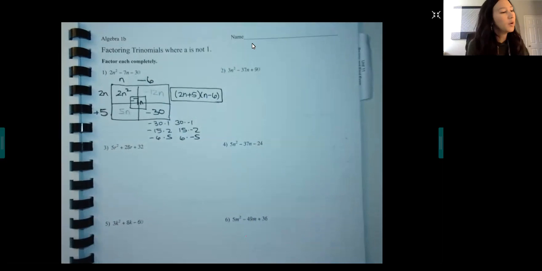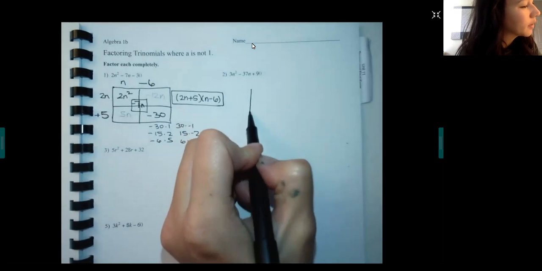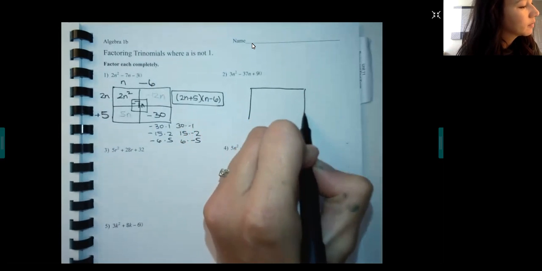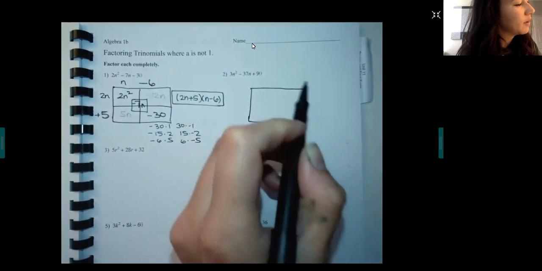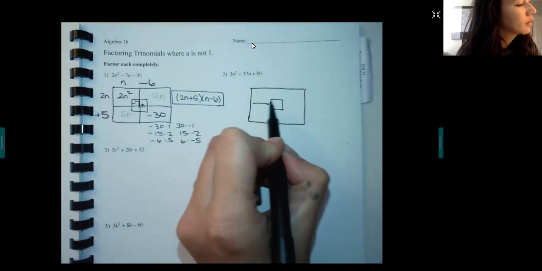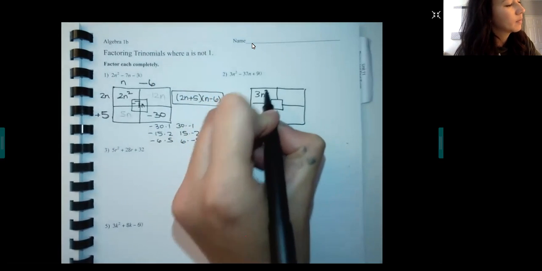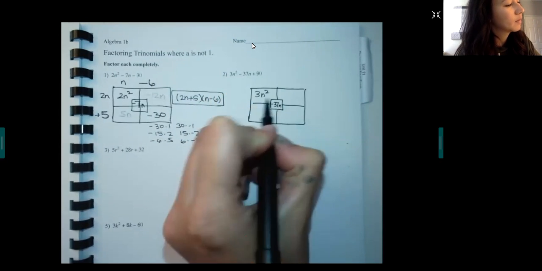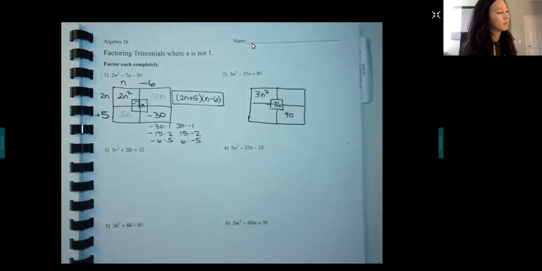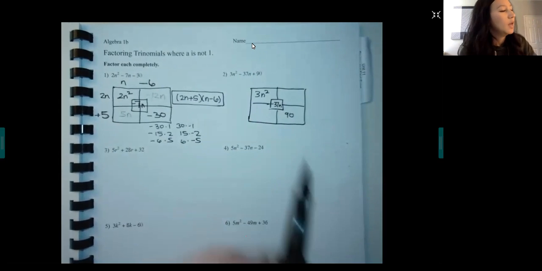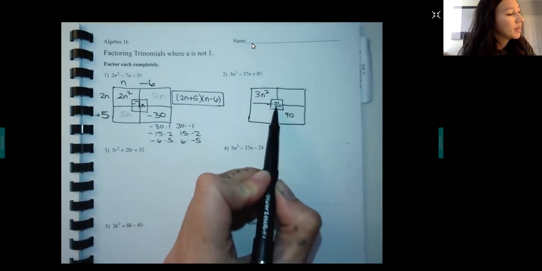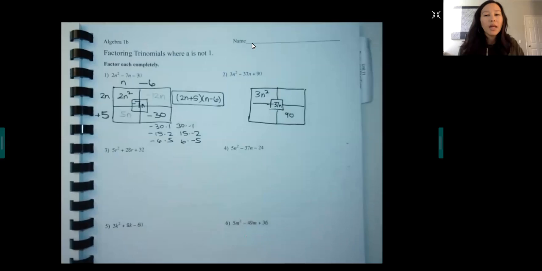Okay, I'll do one more and then I'll let you guys practice on your own. So make sure to stop me if you have any questions. Here we have 3n squared minus 37n plus 90. So what multiplies to give us 90?